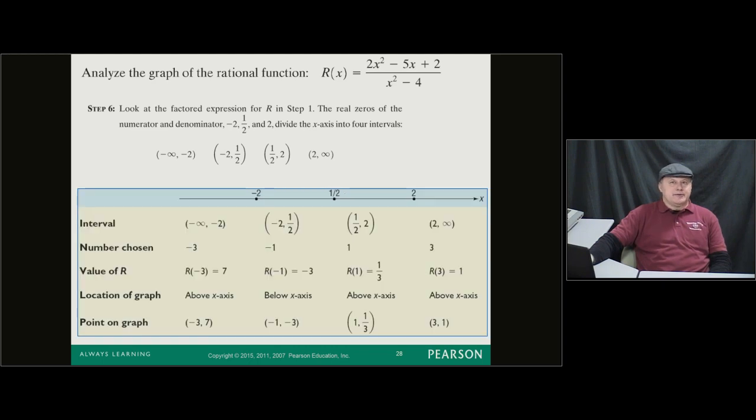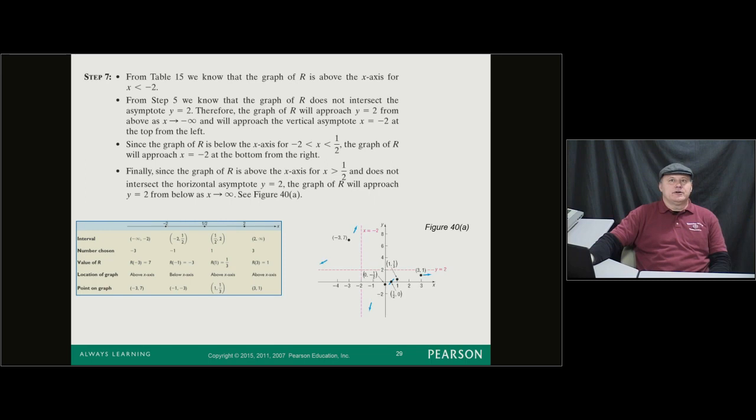He tests the number -2. He tests the -3. He tests -1. He tests 1 and he tests 3. Okay? So he tests all those points to come up with points that will be on the graph. Those are what he would call additional points, and he shows you right there. Okay? So now you kind of know what the graph is doing.